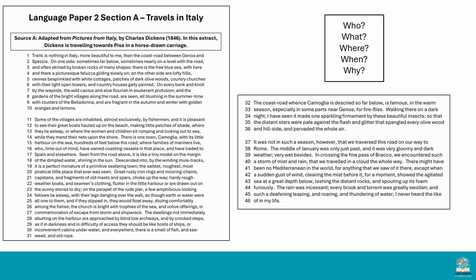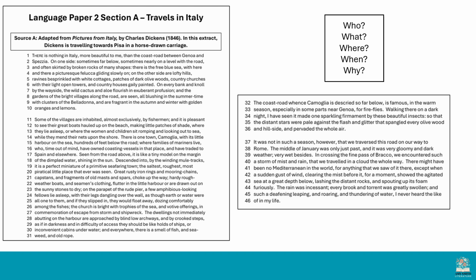So activate all of your images of Italy in your mind. It's going to be hot, probably. It's going to be beautiful, very verdant, very green. We've got the sea, like the Mediterranean Sea, absolutely beautifully lapping against the shore. When is this? Well, we already know it's 1846. Why is he travelling? I'm not sure we know that yet, but what we do know is that he's kind of relishing the landscape. So he talks about the dark olive woods and the wild cactus, the aloe flourishing in exuberant profusion. Aloe is a type of plant. Flourishing means that it's growing incredibly well. Okay, so Dickens has set the scene for us. Let's carry on from line 11.